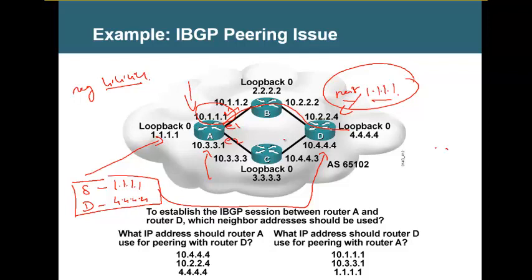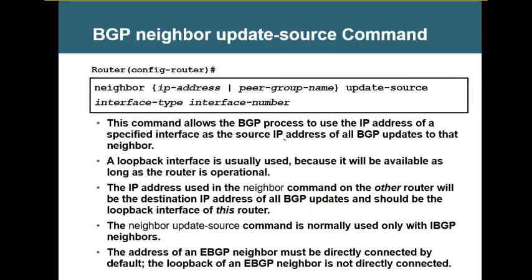Now, how can I change the source address? There is a command called update-source. You put update-source and then say use the loopback interface, maybe loopback 0 or loopback 1, like this.